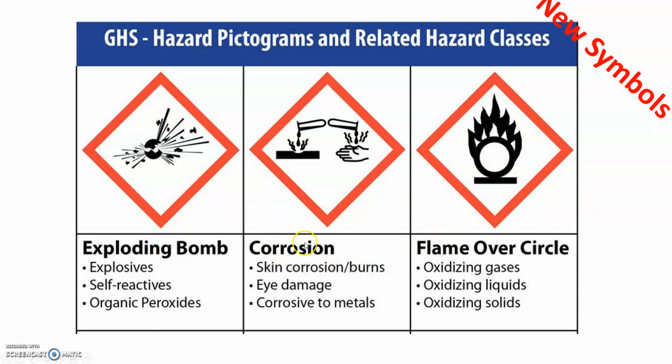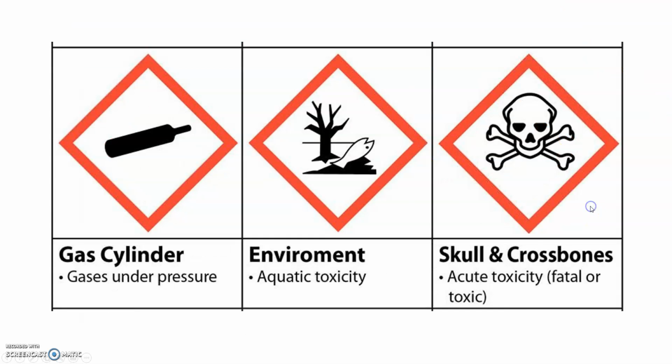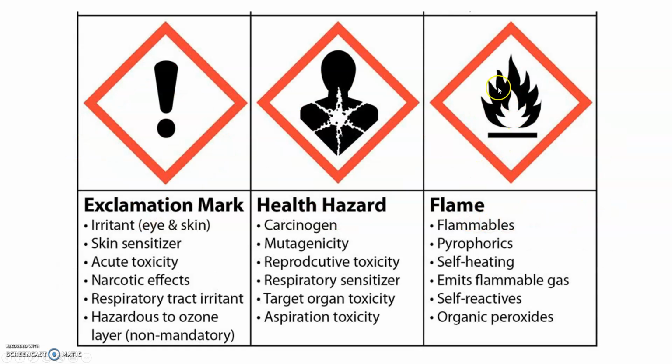So you got exploding bomb, corrosion. Now there's two symbols that look like a flame. There's a normal flame that you'll see in a second, then there's one that has an O. So O means it's an oxidizing gas, oxidizing liquid, oxidizing solid. We'll explain what oxidizing means more later in the year. But that is not necessarily the same thing as just a flame.